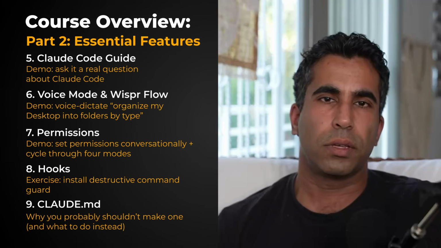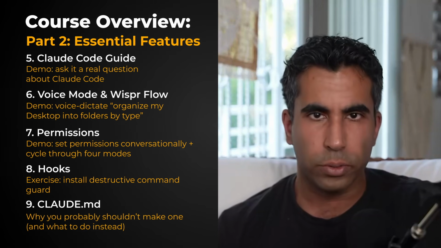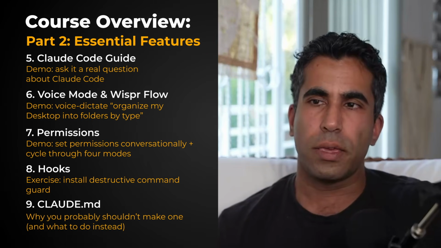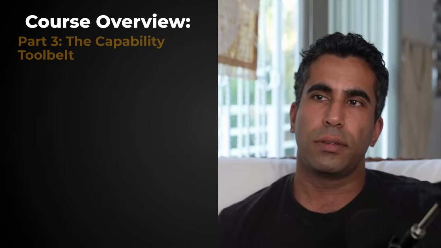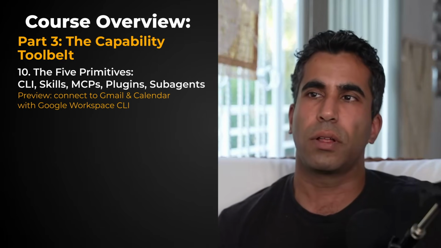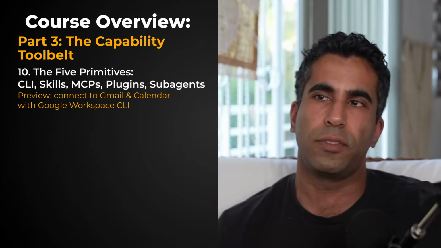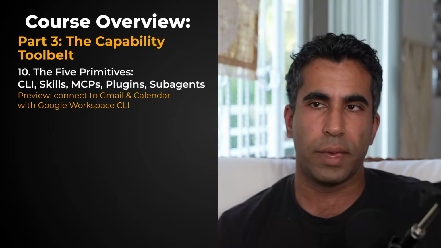I'll also talk about the CLAUDE.md file, which in the past, and which many other tutorials may tell you, you have to have in a project, but I'm going to tell you why you really shouldn't be making one and what you should do instead. Then we'll get into what I call the 5 primitives of Claude Code. These are sort of the 5 fundamental features, and we'll use one of them to connect to your email and calendar to enable all sorts of automations.